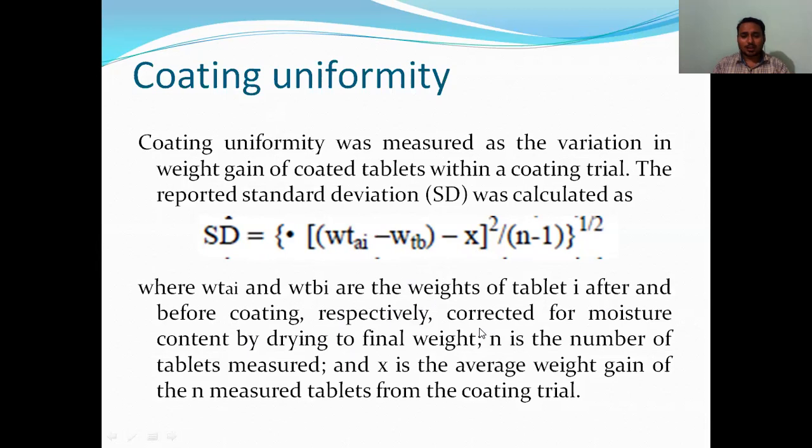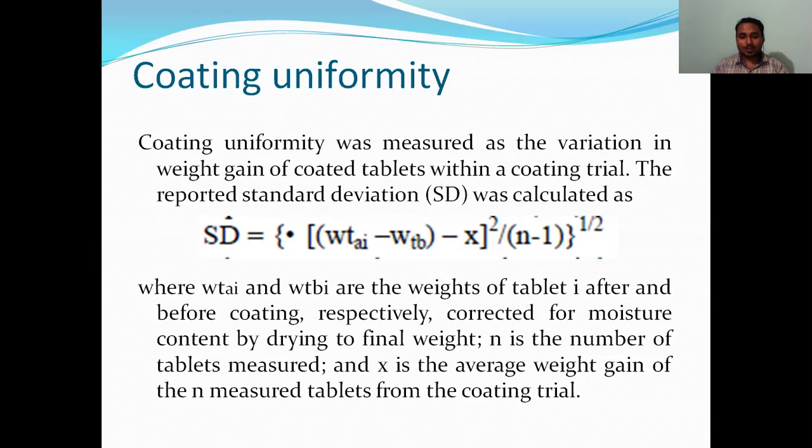Corrected for moisture content by drying the final weight. N is the number of tablets measured, that is how much quantity of tablets we are taking. And X is the average weight gain, that is, the average weight gain for the N measured tablets from the coating trial.